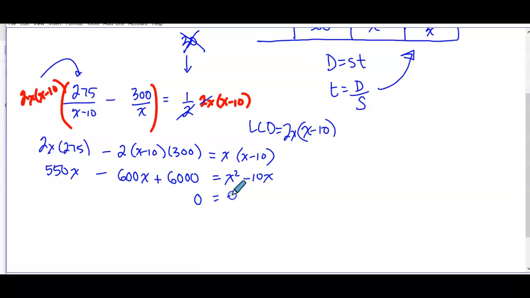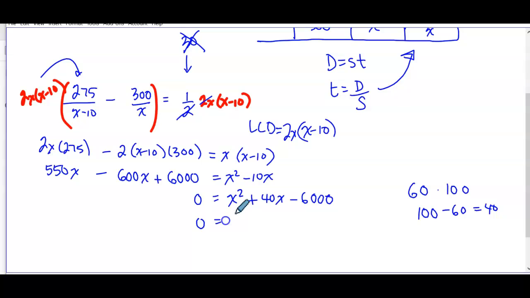It's quadratic. I want x squared to be positive. So that's going to be minus 50x. Bringing it over here is plus 50x, so plus 40x. Minus 6,000. So 60 times 100 gives me 6,000. And 100 minus 60 gives me 40. So I can factor this.